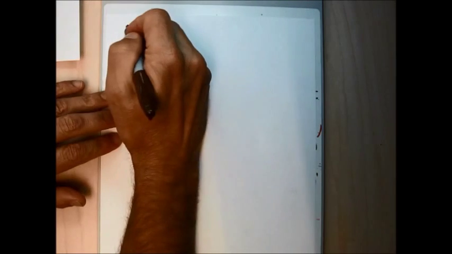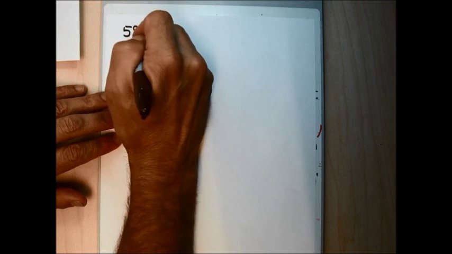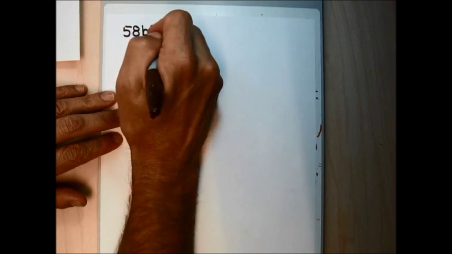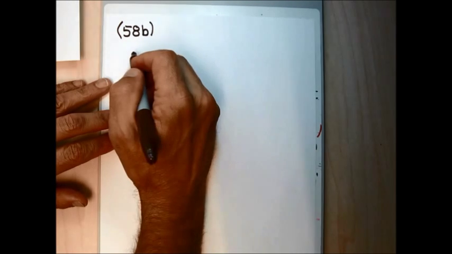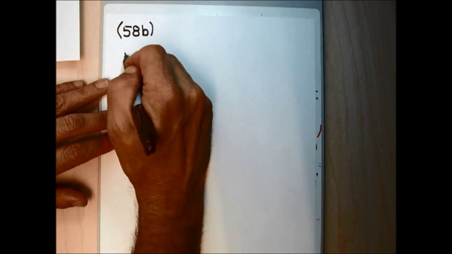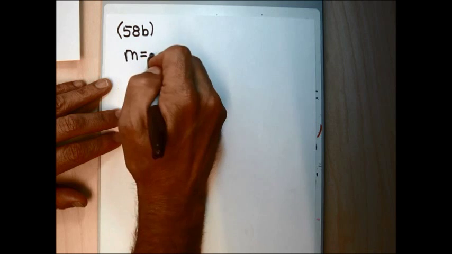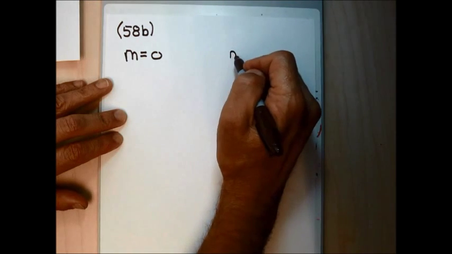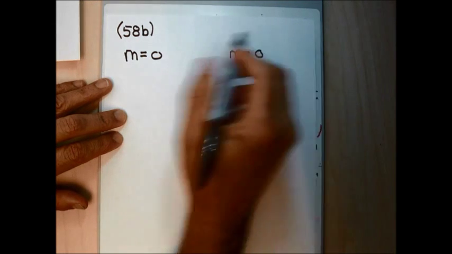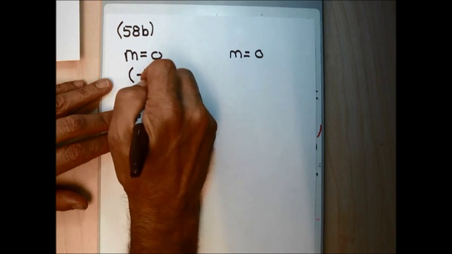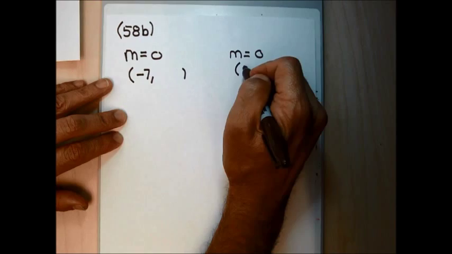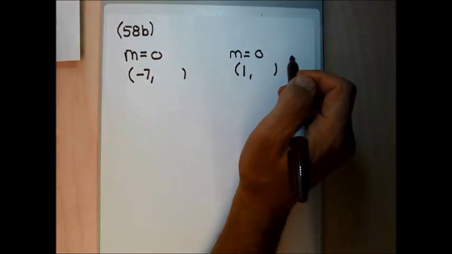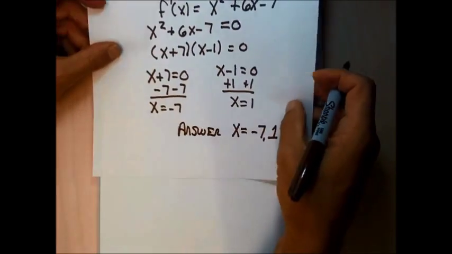Alright, so now we're on to 58b. In 58b, because I got two values of x in part A, I need to get two different tangent lines. Each of the tangent lines is going to have a slope of 0. And the x values of my answer to part A are going to be the x coordinates of the points that I need in 58b.